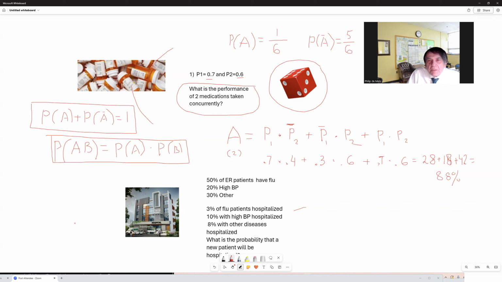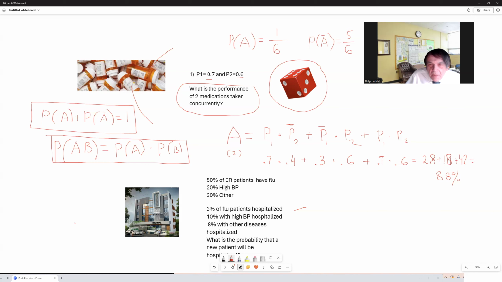That's what is of interest to any hospital. But 10% of those with high blood pressure are hospitalized, it can be symptoms of stroke or something like that. So 10% are hospitalized, and 8% with other diseases or some other symptoms are hospitalized. So what is the probability that a new patient who comes to the emergency room will be hospitalized?